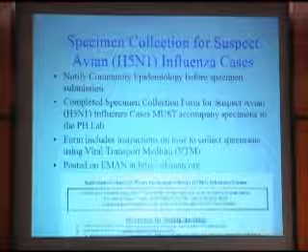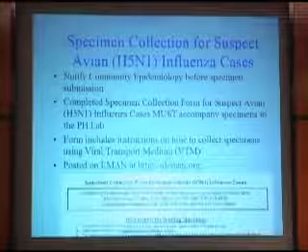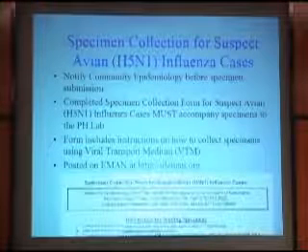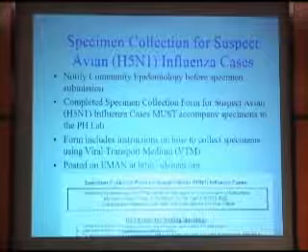And here's the final form. This form has to accompany the specimen, so again, it is downloadable from EMAN, or we can fax it to you.